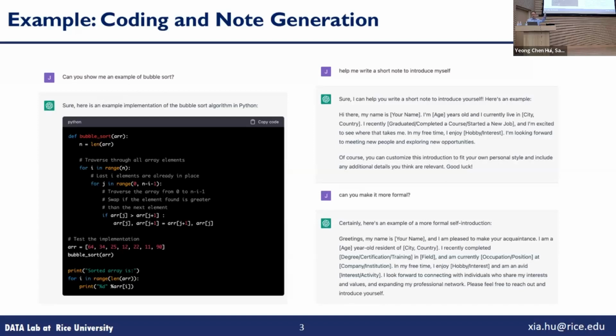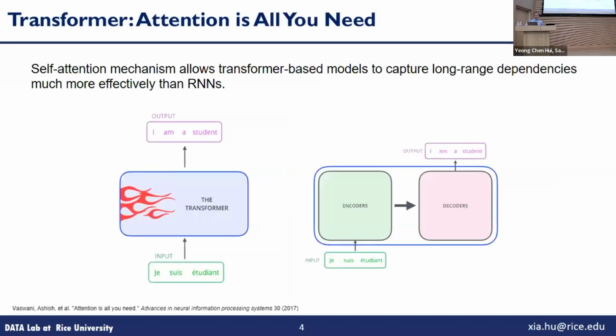You can also ask a large language model to help write a short note to introduce myself. In addition, a little bit different from traditional language models, we can interact with ChatGPT, such that you can ask, hey, how about giving me a shorter, more brief, more abstract version of the self-introduction. These are basic usages of ChatGPT in our daily life.